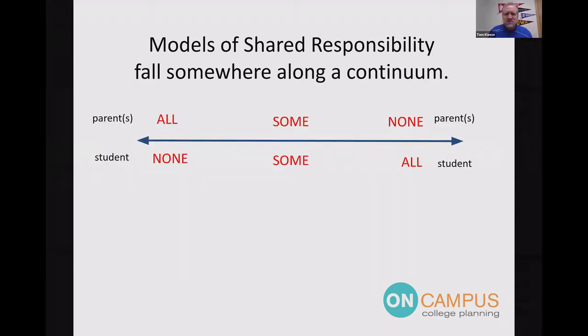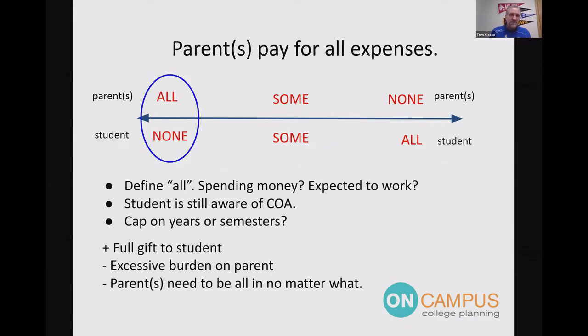So this is really what we're doing, we're thinking about a continuum. Right. And there's going to be an infinite number of points along this, but I'm going to focus on kind of 3 areas and then some options within those areas. So we could say that the parents are going to pay for everything, quite literally everything. Or if you say we're going to pay for all of it, you at least need to define that.